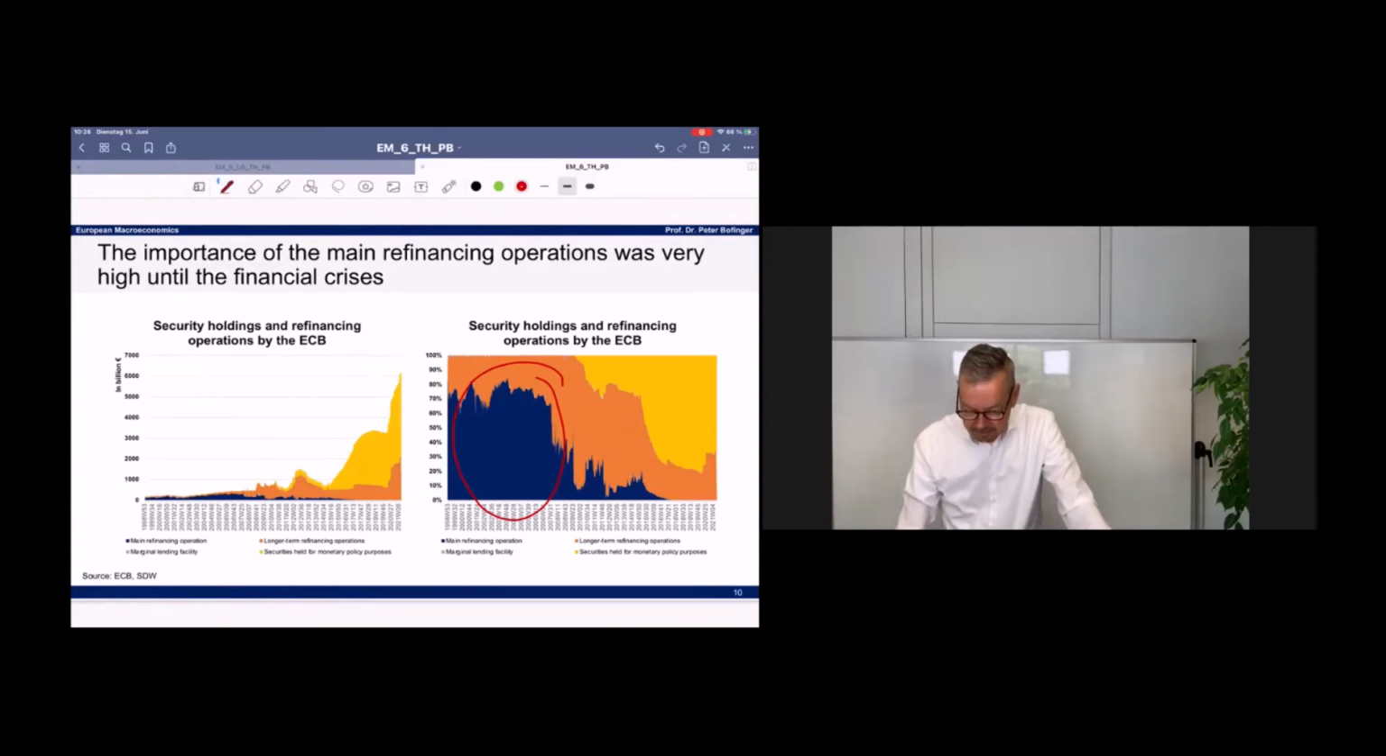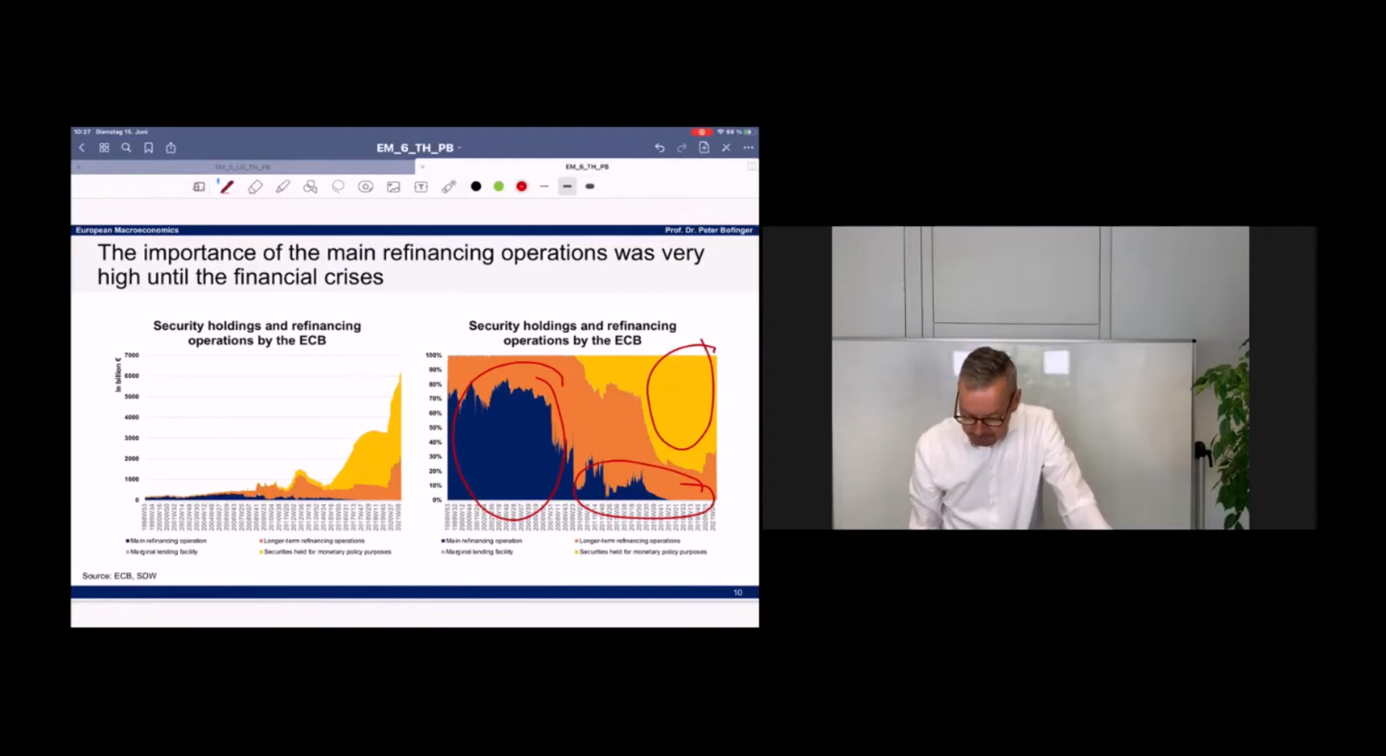The ECB also had some kind of longer-term refinancing operations in the period before the crisis, but they did not play a major role. And what you can see here is that the main refinancing operation more or less vanished. It's still called the main refinancing operation, but it has become almost irrelevant. And now, especially since COVID, but already before, the security operations account for most of the supply of reserves by the ECB.